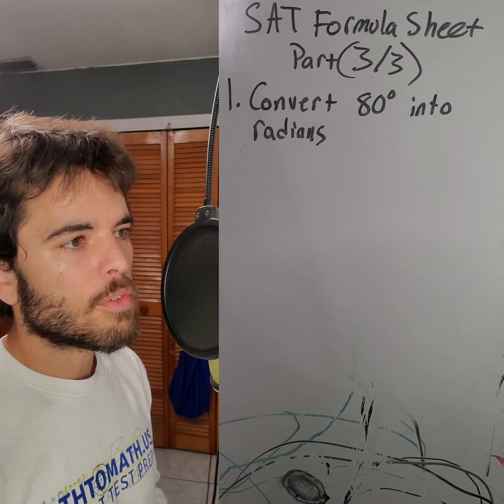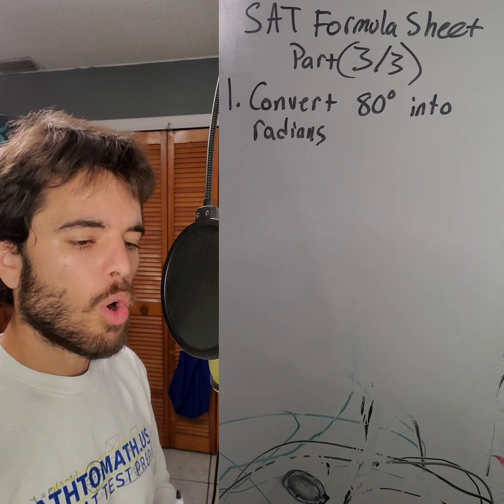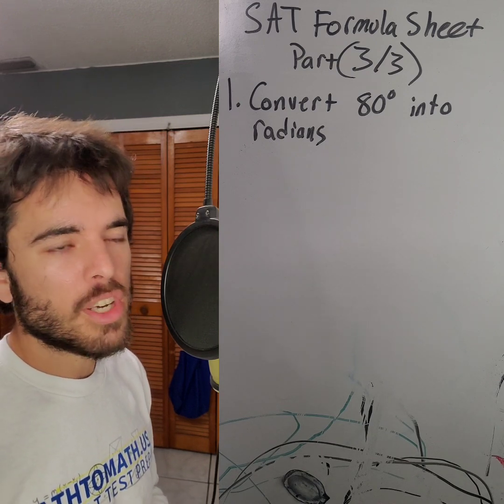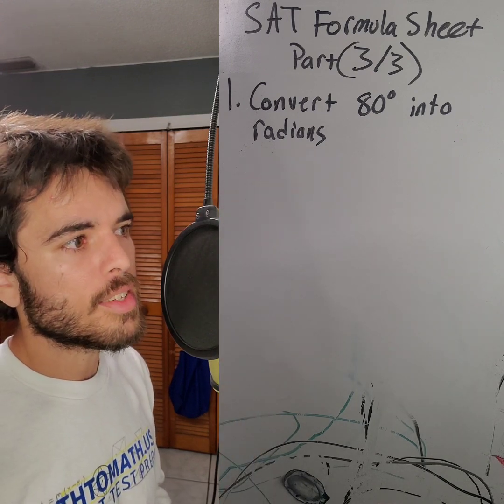You are expected to convert from degrees to radians on the SAT, and they do mention on the formula sheet that a whole circle represented in radians is 2 pi. So let's see how we can use that information to help us. We're expected to convert 80 degrees into radians.